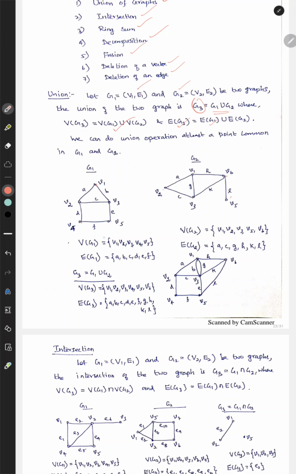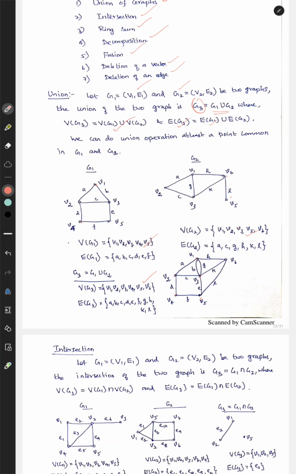So what is the vertex set of G1? It is V1, V2, V3, V4, V5. For G2 it is V1, V2, V3, V5, V6. What are the edges in these graphs? That also you can list out, the edge set. Now what will be your G3, which is G1 union G2? It will contain the union of vertices of G1 and G2 as the vertex set. So it will contain V1, V2, V3, V4, V5 and V6 as the vertex set. So all those vertices are what you plot first. Then you will start drawing the edges.